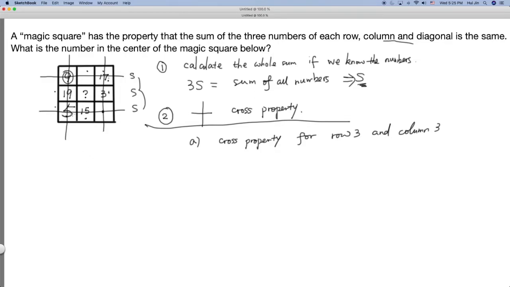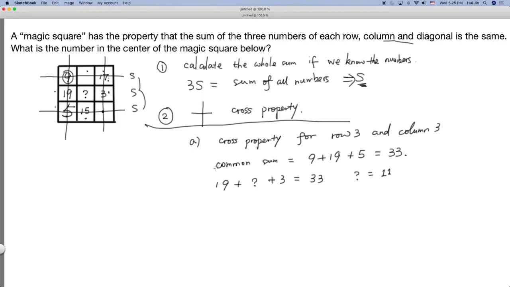Now, knowing this is 5, we know that the common sum for each row and column is going to equal 9 plus 19 plus 5. That's 28 plus 5, which is 33. Knowing the common sum, we can of course find the question mark. 19 plus question mark plus 3 equals 33, so question mark equals 11.